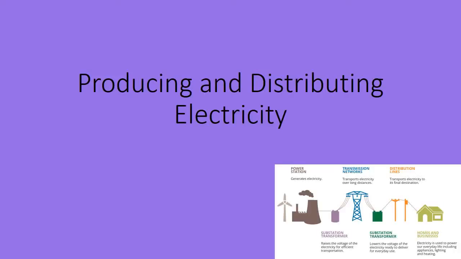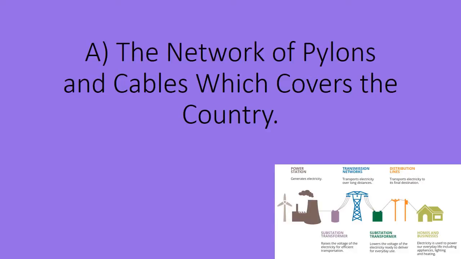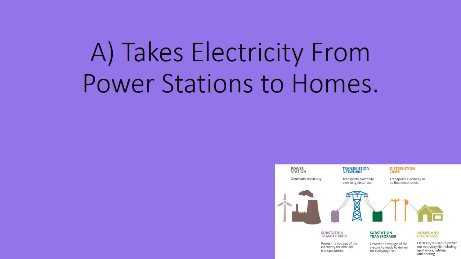Producing and distributing electricity. What is the national grid? The network of pylons and cables which covers the country. What does it do? Takes electricity from power stations to homes.